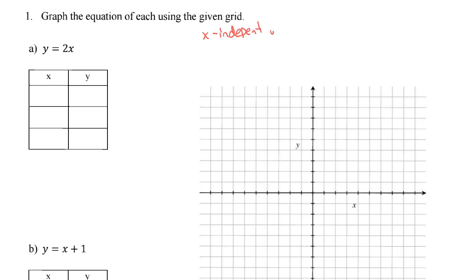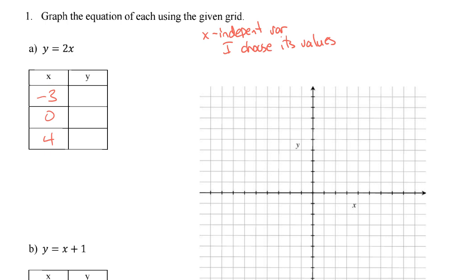X is the independent variable, so I choose its values, and then we're looking for what the y values are. What I might do here is choose a negative value for x, let's say -3, and then choose 0, and then a positive value, let's say +4. It doesn't really matter. I'm just giving myself a handful of points here.